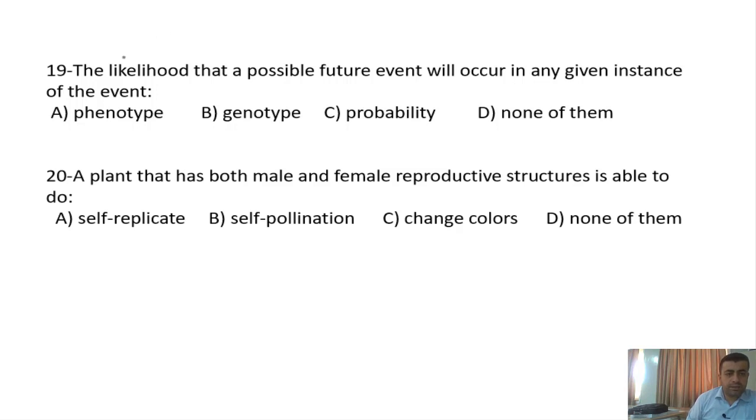The likelihood that a possible future event will occur in any given instance of the event is probability. A plant that has both female and male reproductive structures is able to self-pollinate.